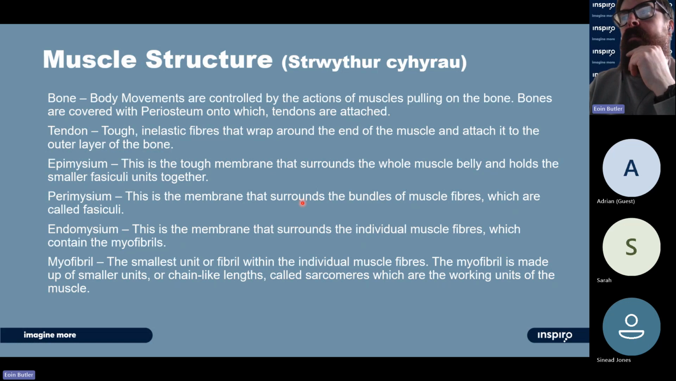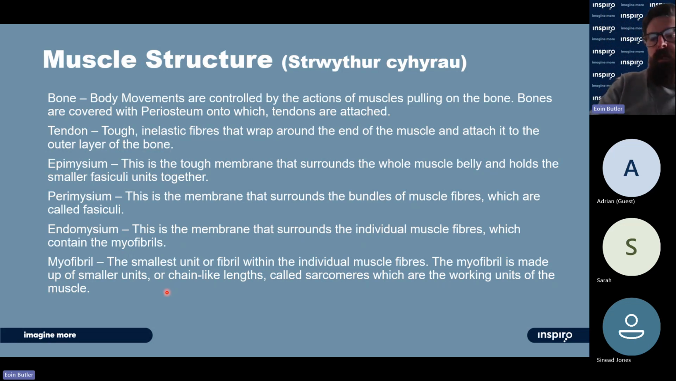The perimysium is the membrane that surrounds the bundles of muscle fibers, which are called fasciculi. The endomysium is the membrane that surrounds the individual muscle fibers, which contain the myofibrils. The myofibrils are the smallest unit, or fibril, within the individual muscle fiber. They're made up of smaller units, or chain-like lengths, called sarcomeres, which are the working units of the muscle.